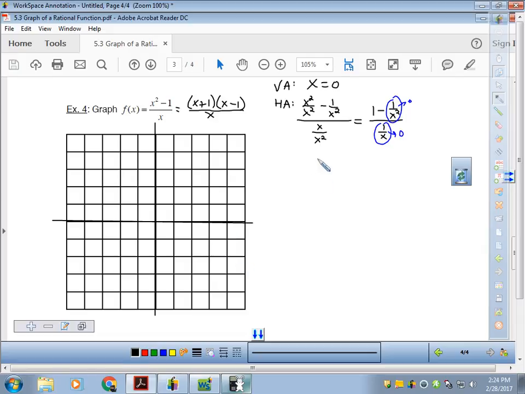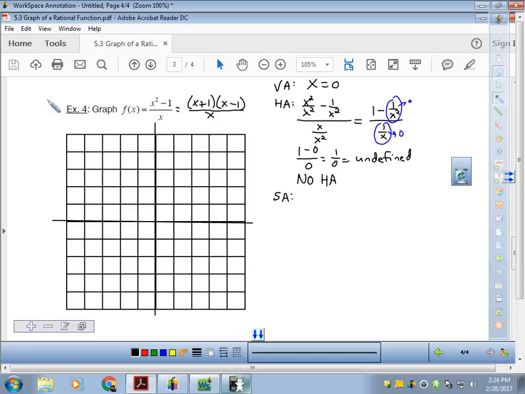So we end up with 1 minus 0 over 0, which is 1 over 0, which is undefined. So this is undefined, which tells us there is no horizontal asymptote. Now this one's a little different though. The degree on top is 1 higher than the degree on bottom. And if you remember from 5.2, we said if the degree on top was 1 higher, then we had a slant asymptote. So let's actually find the slant asymptote.